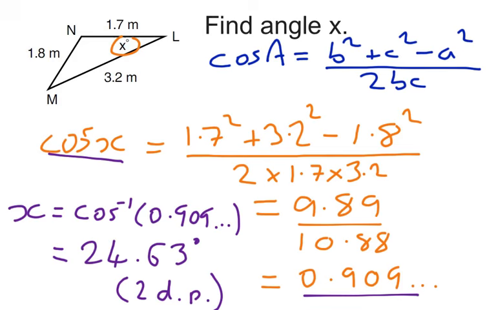And that's how we use the cosine rule to find an angle in a triangle where we're given all three lengths that isn't a right angled triangle.